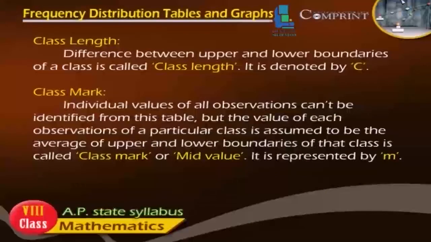Class length. The difference between upper and lower boundaries of a class is called class length. It is denoted by C. Class mark. Individual values of all observations can't be identified from this table, but the value of each observation of a particular class is assumed to be the average of upper and lower boundaries of that class, which is called class mark or mid value. It is represented by M.